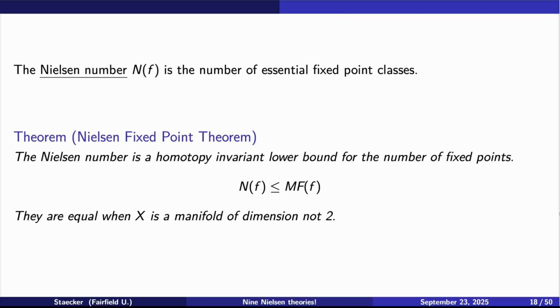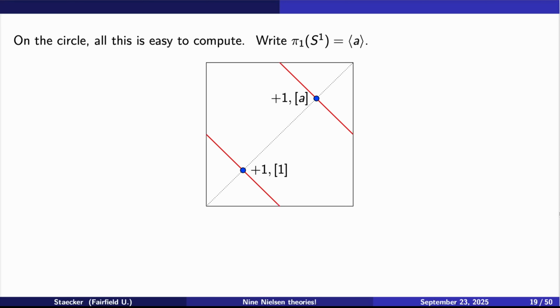All right? I'll just say, on the circle, all of this is easy to compute. If I write the pi1 of the circle as having a single generator, I'll call it A. Then, for example, this example that I wrote a few times ago, this one, the index is +1 because the line is going down through the diagonal. And if you work out the algebra, you can see this is the class of this one, whereas this one has a different fixed point class. It's really because this graph wraps around the circle before it gets to this point again. And so the fixed point class will be different.